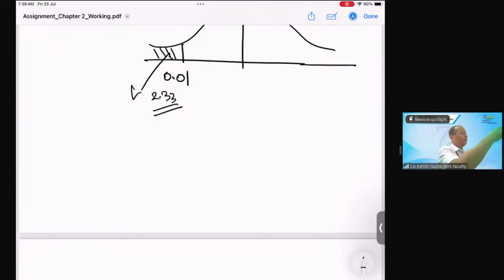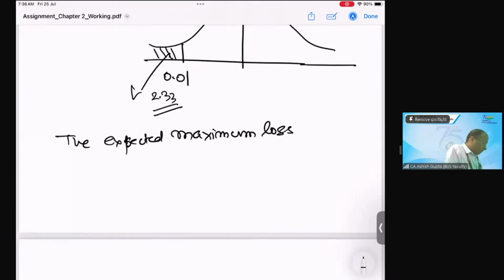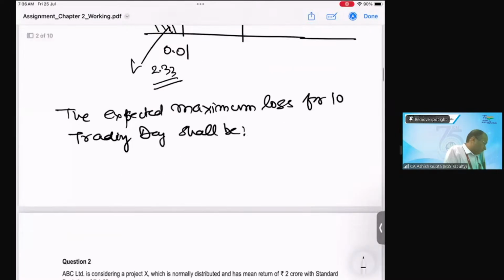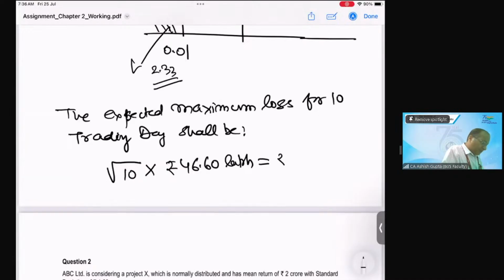And for this, what we do: the expected maximum loss for 10 trading days shall be, we multiply the square root of 10 with the single day value. Okay, so here it will be rupees 147.636 lakh.